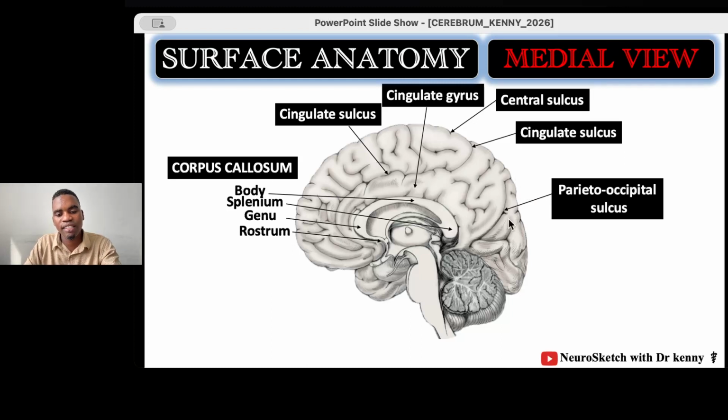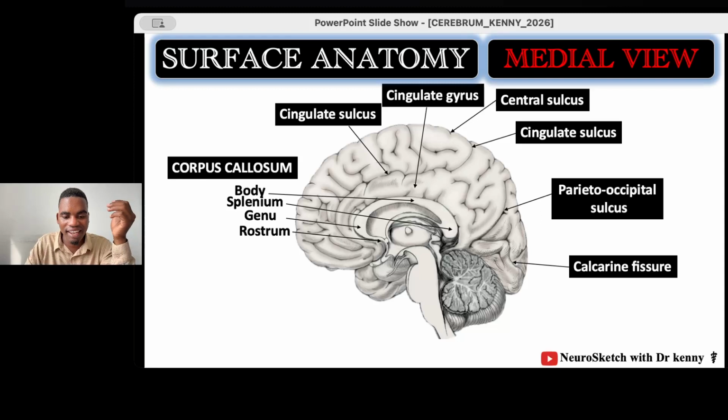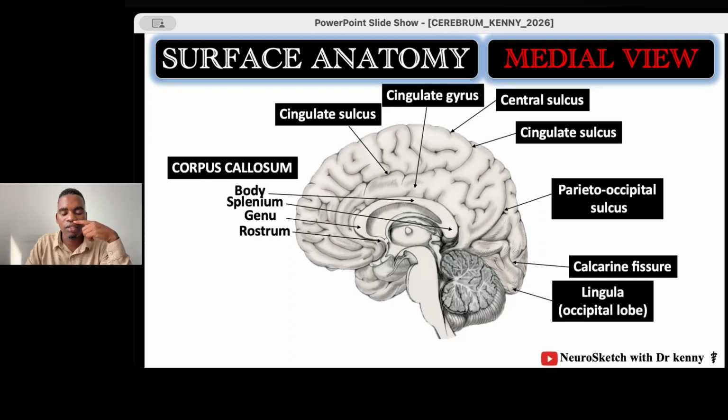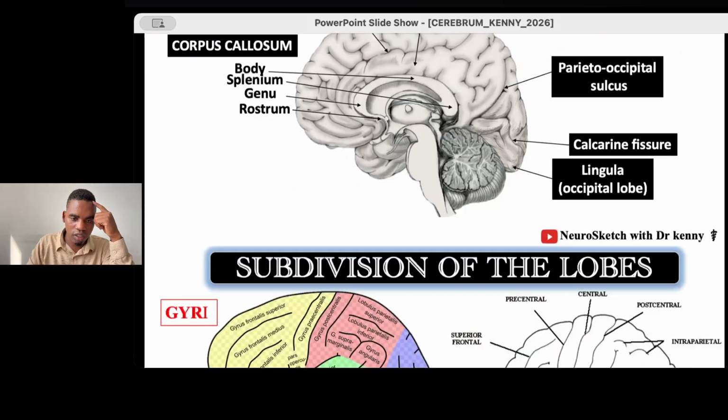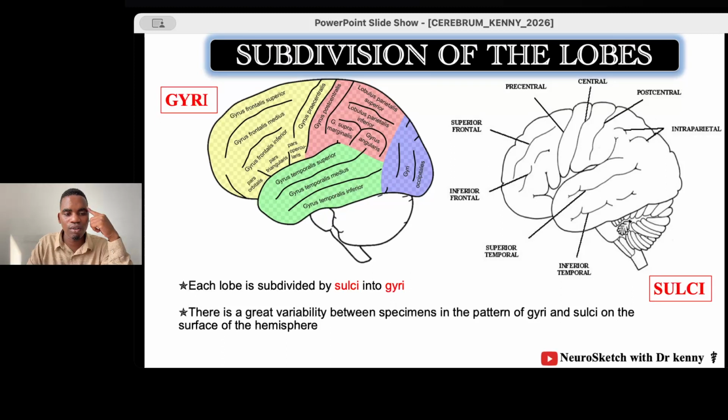And this is the parietal occipital sulcus, which is separating the parietal lobe from the occipital lobe, and this is the occipital lobe. I've told you the occipital lobe is also divided by a fissure called the calcarine fissure, and the most posterior part of the occipital lobe is called the occipital pole. Again, each lobe is further subdivided into gyri by sulci. On the temporal lobe, these two sulci are dividing the temporal lobe into the superior temporal gyrus, middle temporal gyrus, and the inferior temporal gyrus. Same applies.